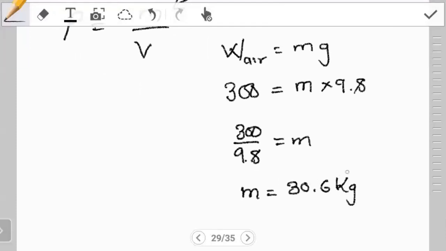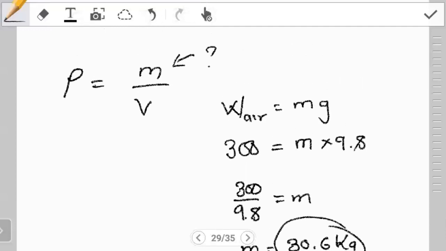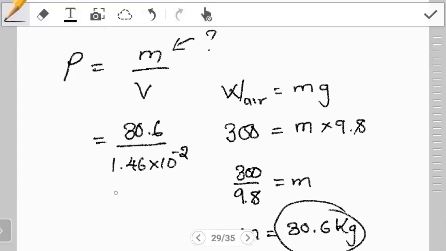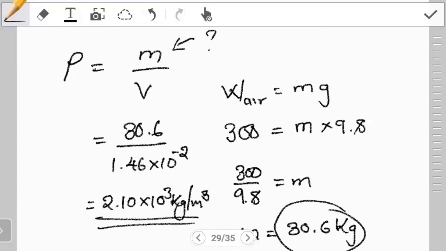So if we get this value and substitute it in our formula for density, what we have is 30.6 divided by that value for volume that we found earlier on, which is 1.46 by 10 to the power -2. What we get as our density is going to be 2.10 by 10 to the power 3 kgs per meter cubic. So this is the density of the object we were expected to find.